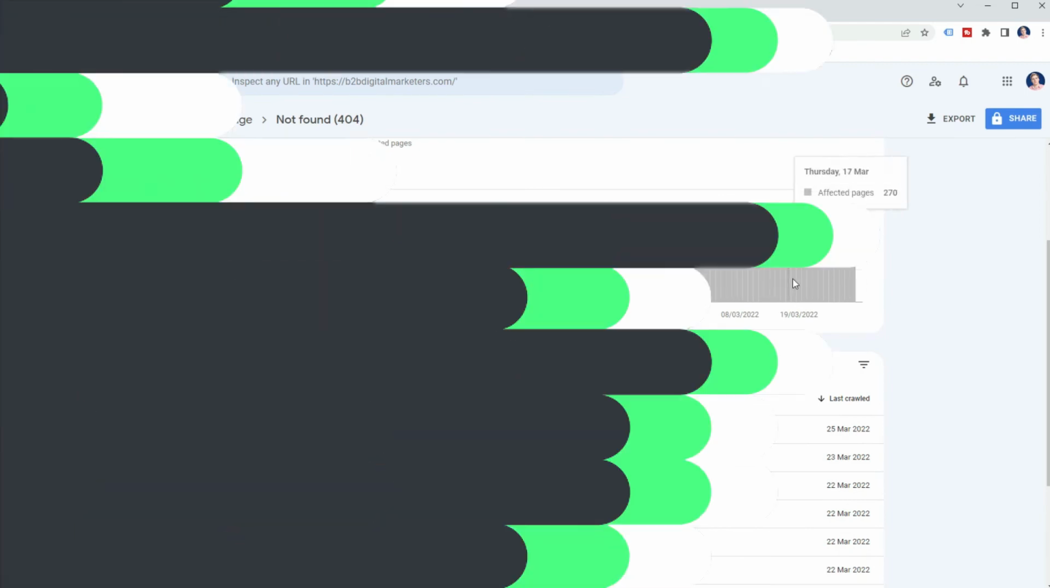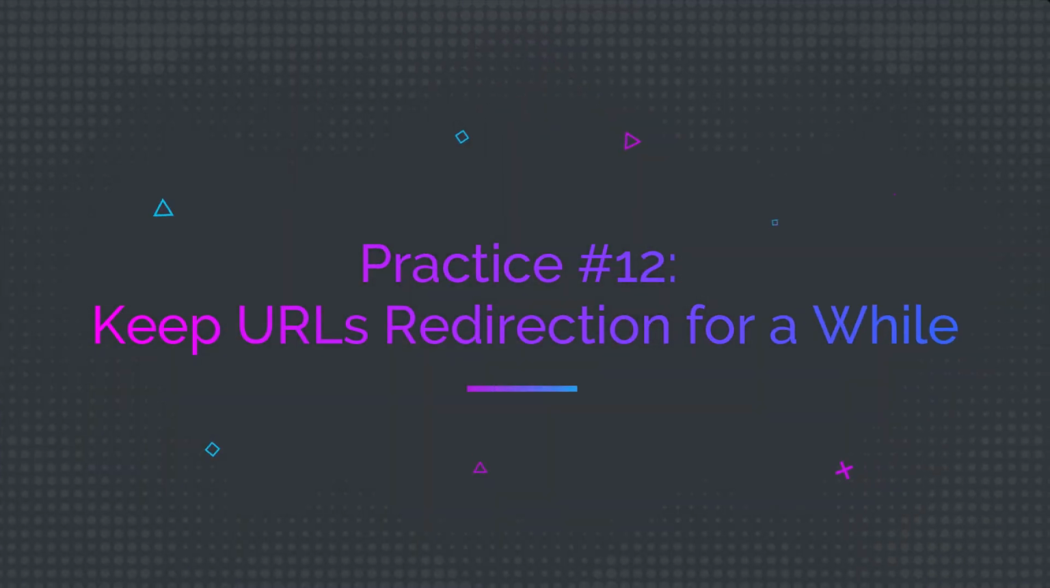Another SEO URL practice I want to share with you that is related to 404 errors and to overall technical SEO is to keep URL redirections for a while and don't delete them.